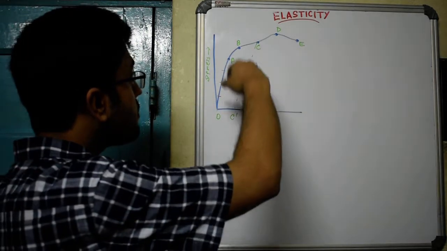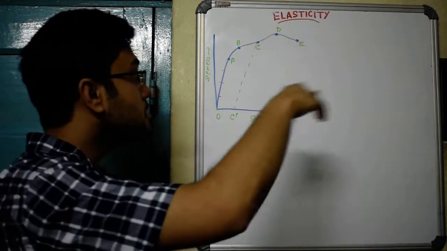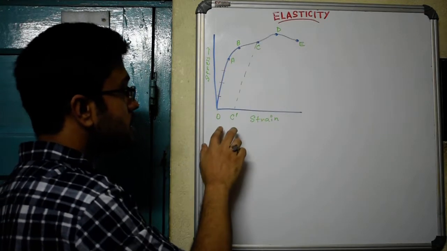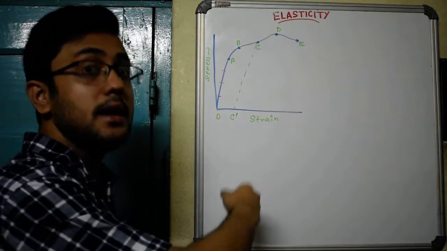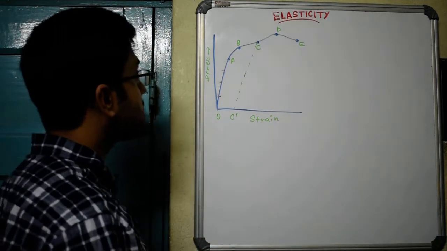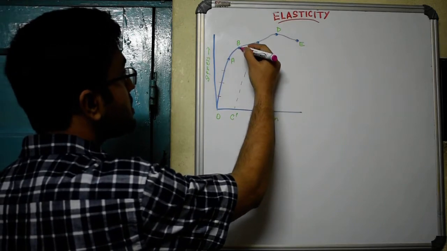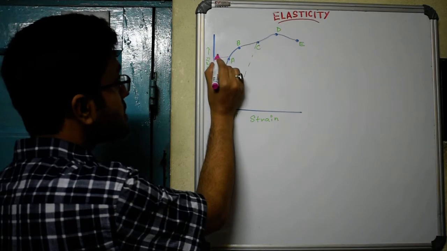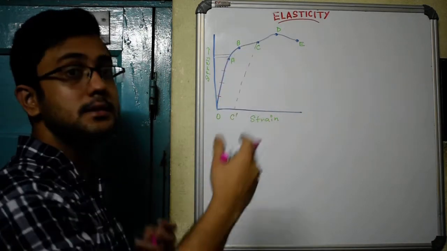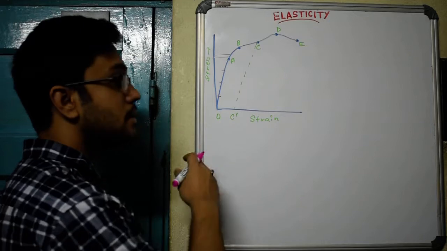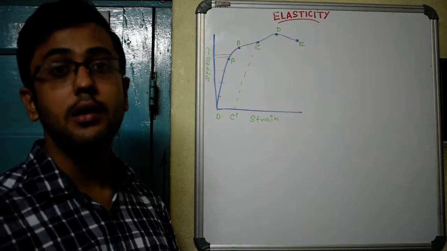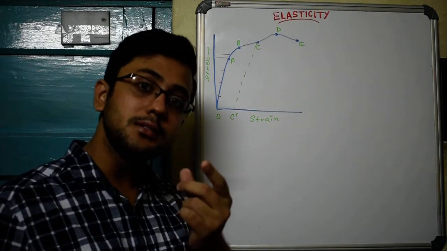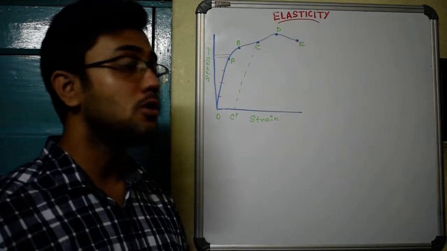But what happens when we increase the strain even further? That is when we move from A to B. When we move from A to B, we basically increase the strain even further. In that case, as you can see, there is a curvature in the graph, which means that for a small increase in stress, the increase in strain is greater, which means the increase in stress and strain are no longer in parity. They are out of parity now. For a small increase in stress, strain is increasing much more.